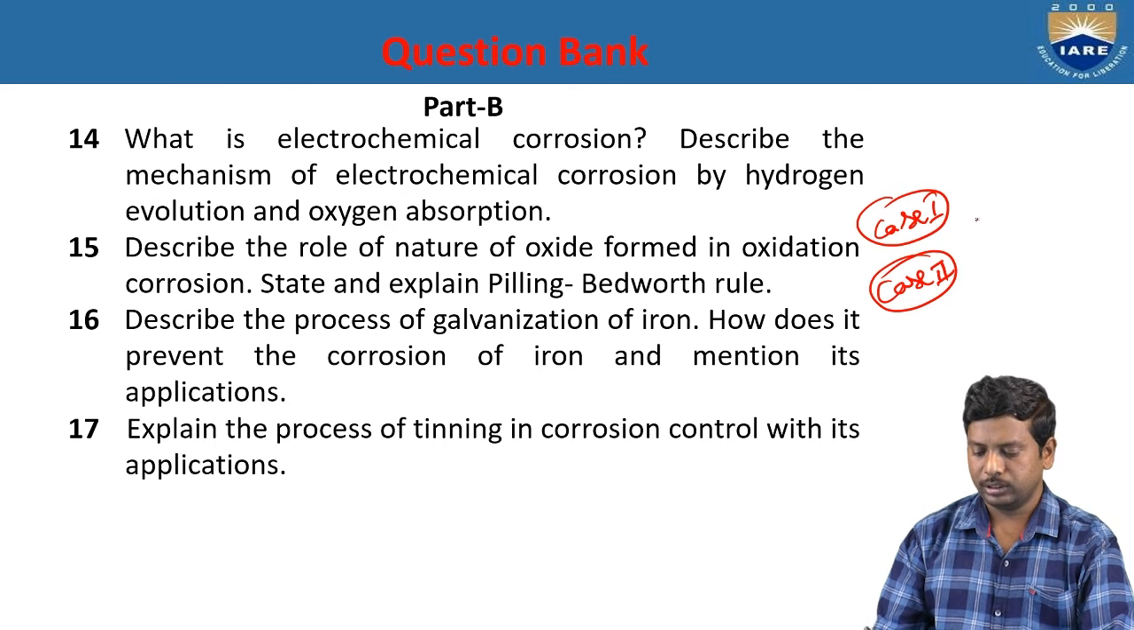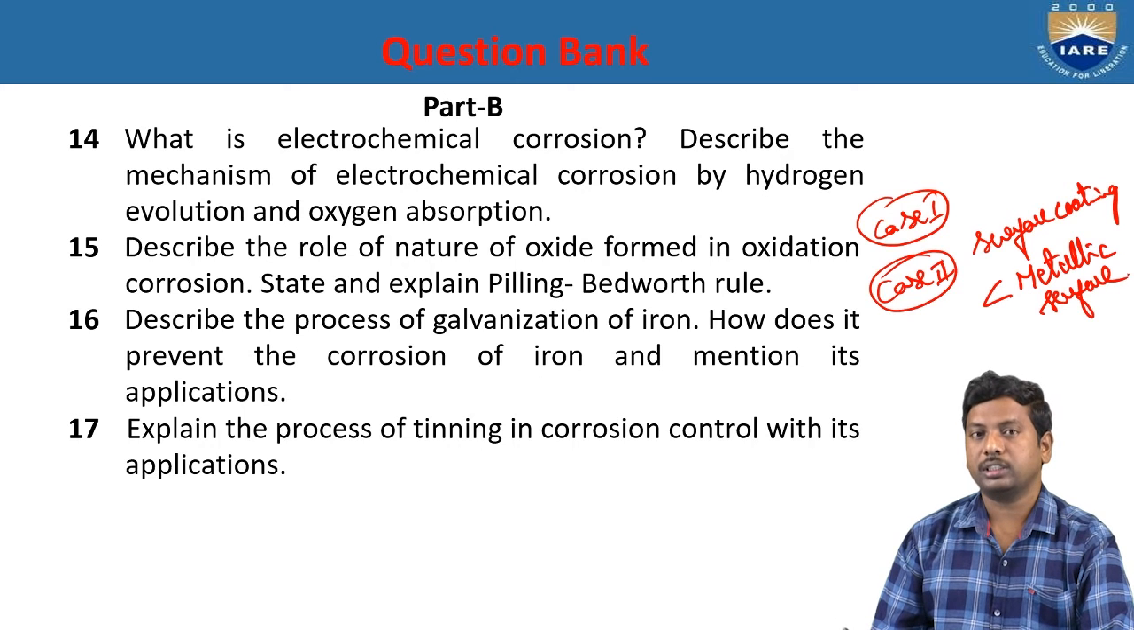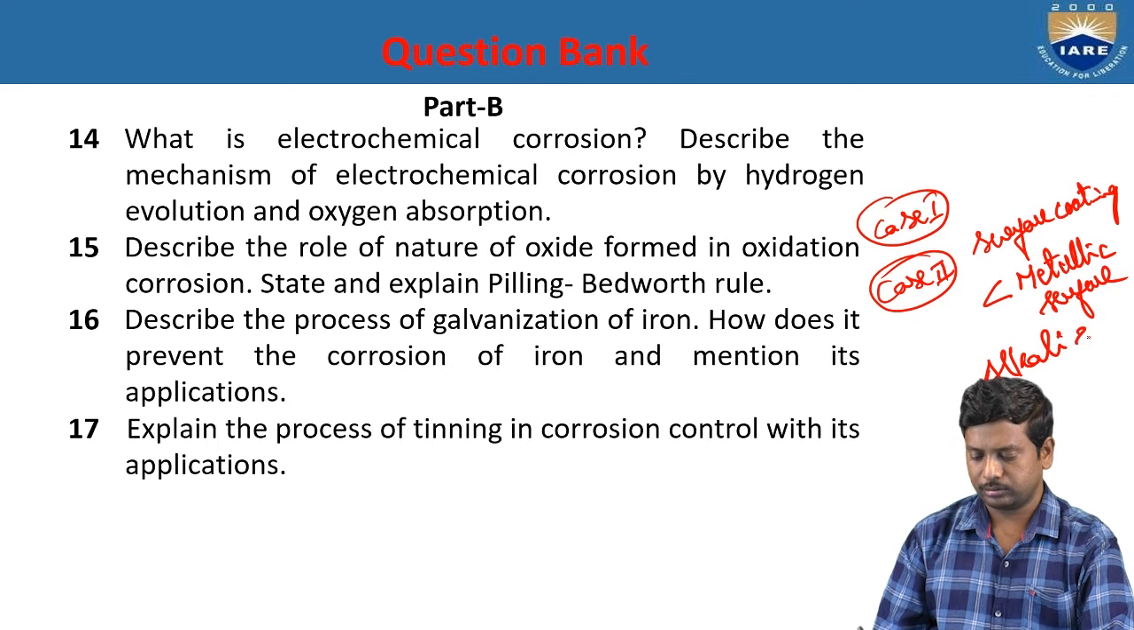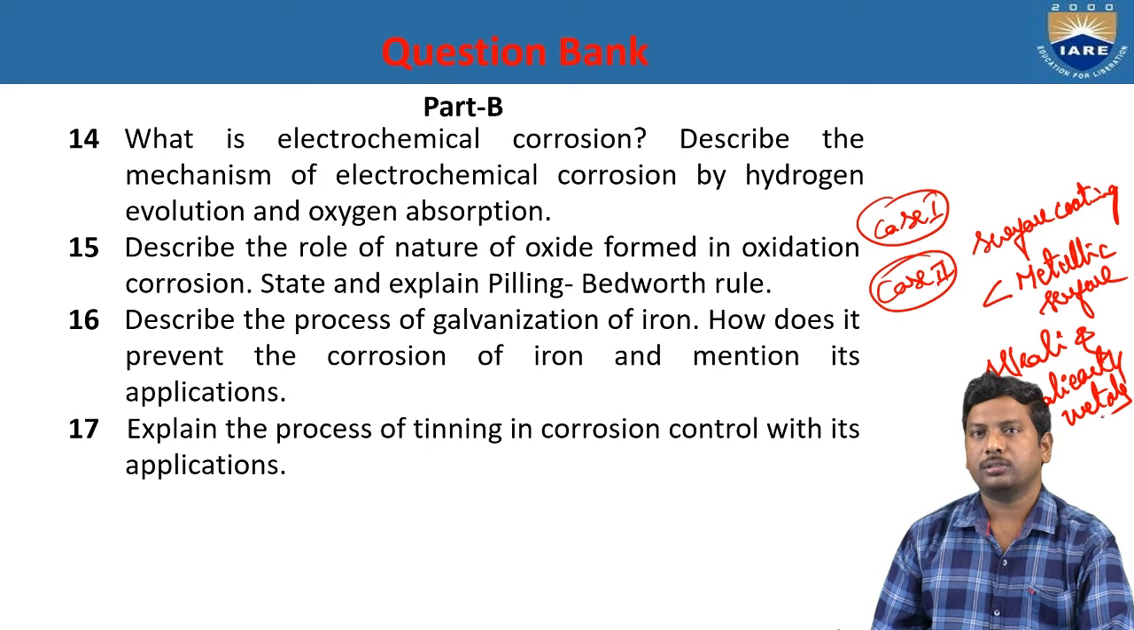And in case 2, the surface coating is less than the metallic surface. So this is called as unstable oxide film, and it should be especially observed in the alkali and alkali earth metals. Okay, so these are the two cases of the filling betroth.